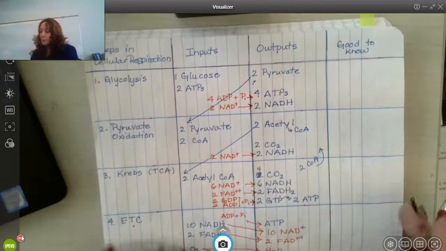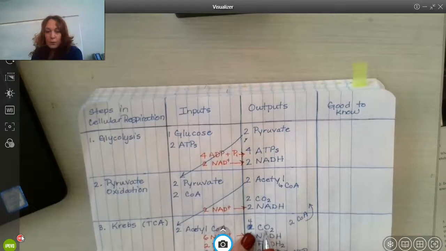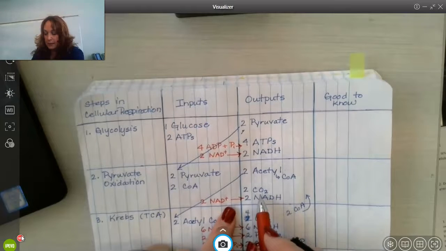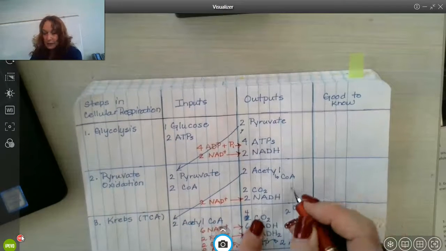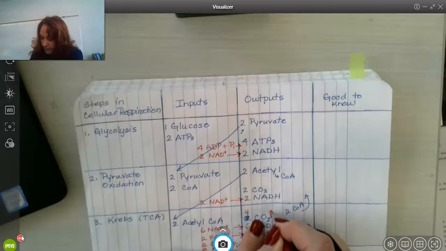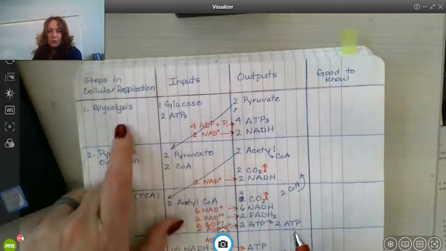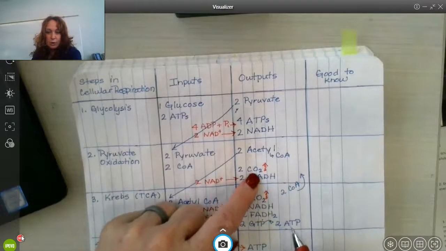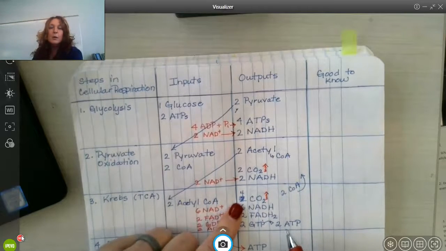So what am I still needing here? For carbon dioxide, these are going to be waste, and usually what we do is we just show that they're going to diffuse out. So glucose has 6 carbons. We account for the carbons. There's 2 here, 4 more here, so there's your 6 carbons total. And so those are gone and they're waste.